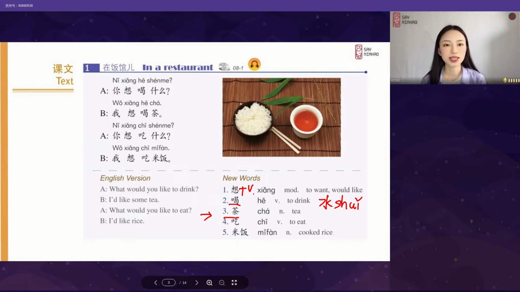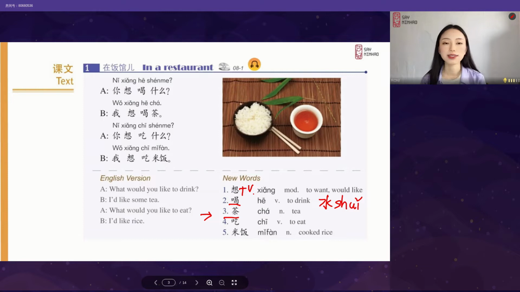So if I want to say, what do you drink? Then it is 你喝什么. And if I want to say, what do you want to drink? Then it is 你想喝什么, right? We just need to put 想 before the 喝, okay? 你想喝什么? Now let's try to answer this question.